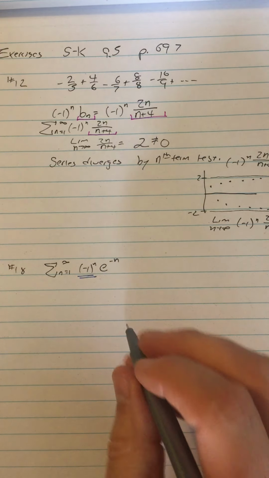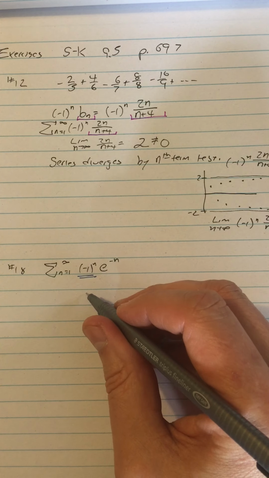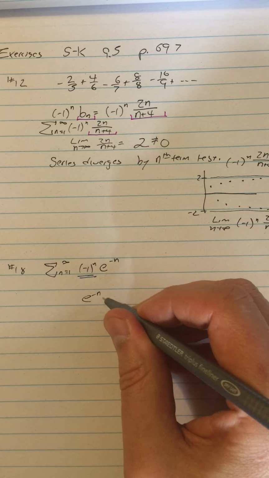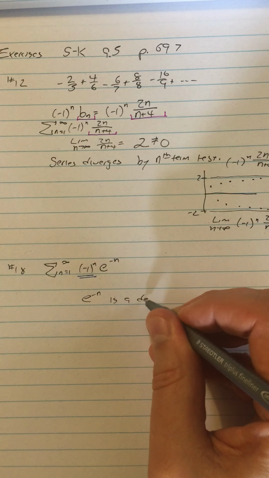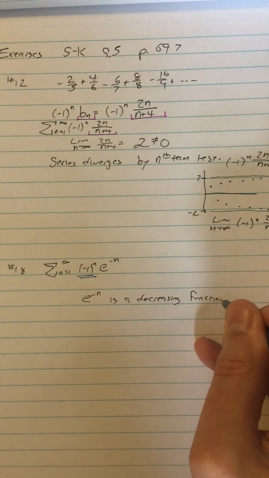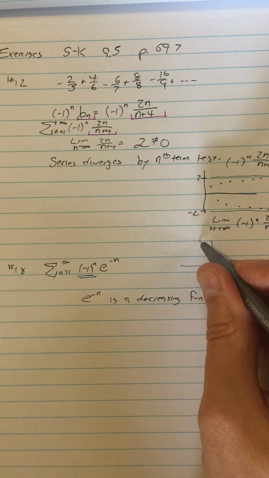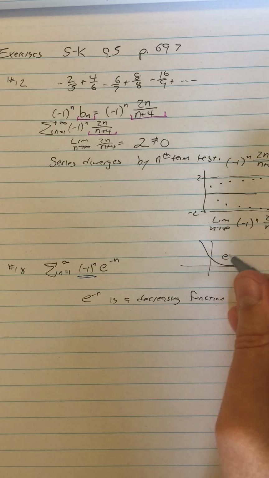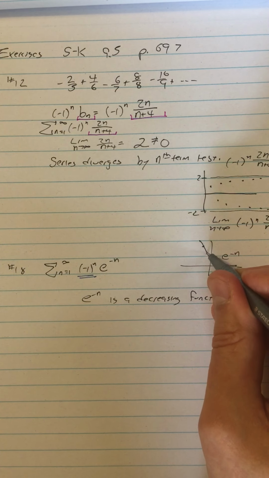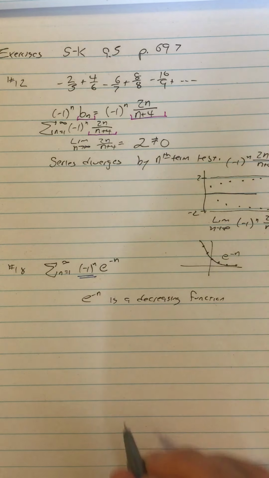So all we have to do is look at the fact that e to the negative n is a decreasing function. I have to know what that looks like. E to the negative n looks like that. That's e to the negative n. It's really e to the negative x, a continuous function. E to the negative n is going to be points that follow that line.